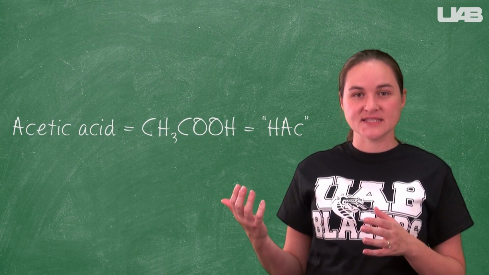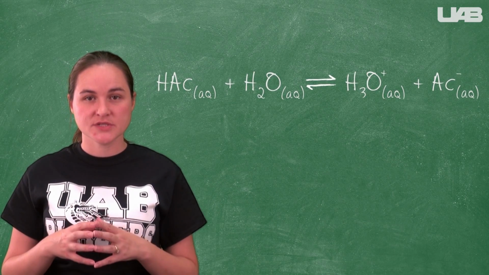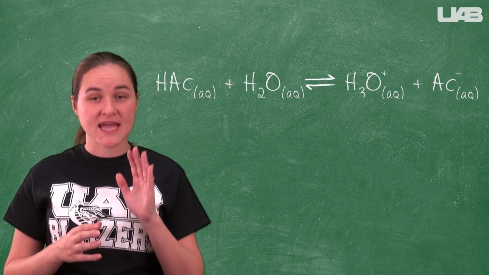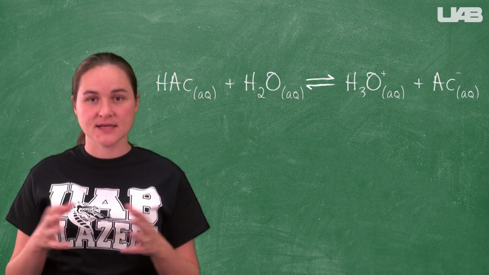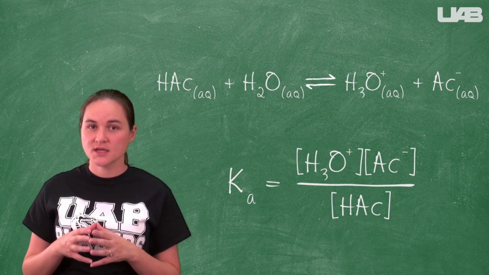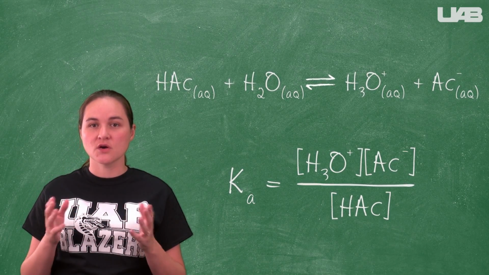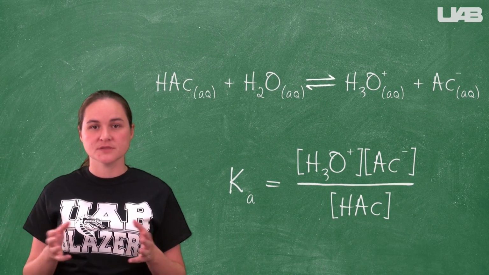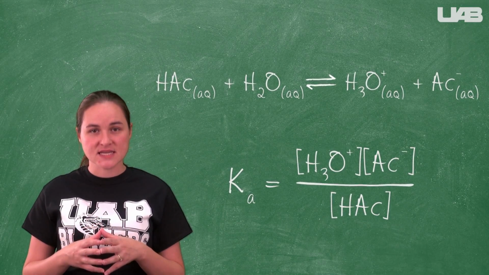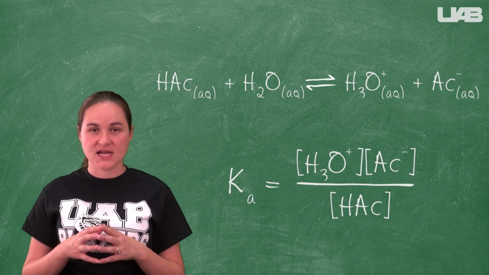Let's look at acetic acid, which is commonly abbreviated HAc. Because it doesn't fully dissociate, an equilibrium forms between the acid, the proton, and the acetate ion. We can write an equilibrium constant expression to reflect this. Just like last week, we will put products raised to their coefficients over the reactants raised to their coefficients. Instead of Kc, we can call it Ka to reflect that this is the acid ionization constant.